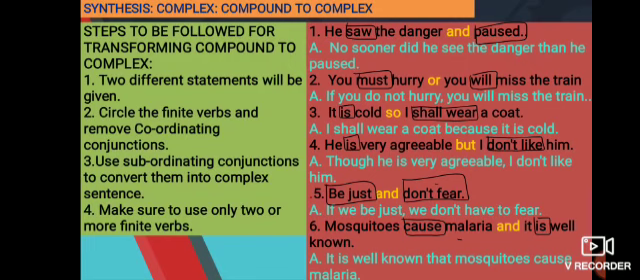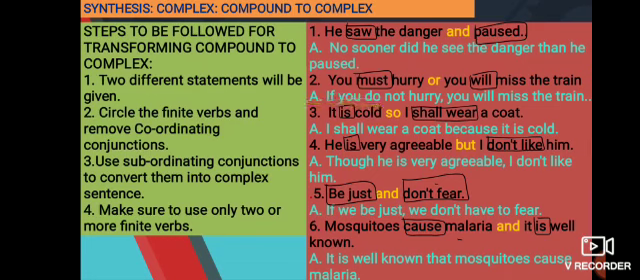Number 2, you must hurry or you will miss the train. So again, two finite verbs, must and will, and the conjunction is "or". Okay, so this is a coordinating conjunction. Now this coordinating conjunction, you have to change it to subordinating. What is this statement showing actually? That you should hurry, otherwise you will miss the train. Okay, so give the choice here, that is, if you do not hurry, you will miss the train. Or you can write unless you hurry, you will miss the train. That is, if plus not makes unless. That is also taught to you.